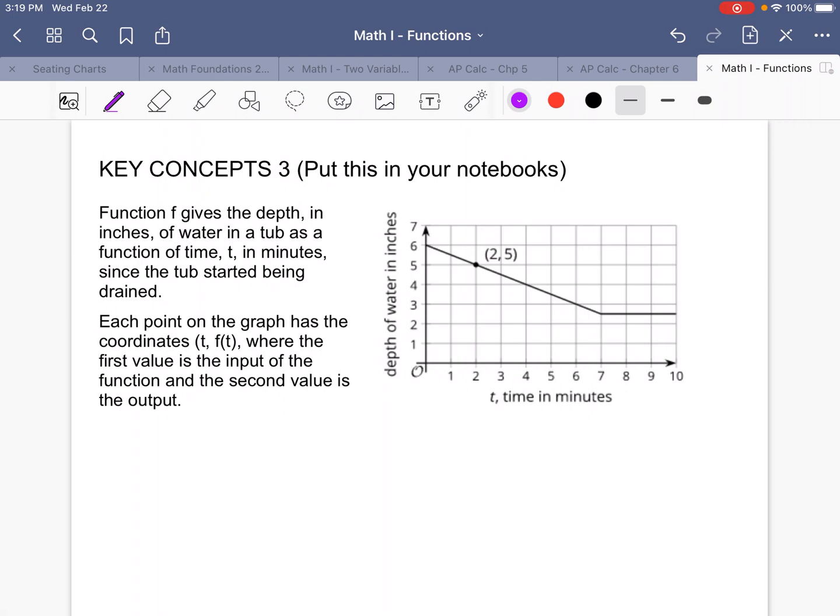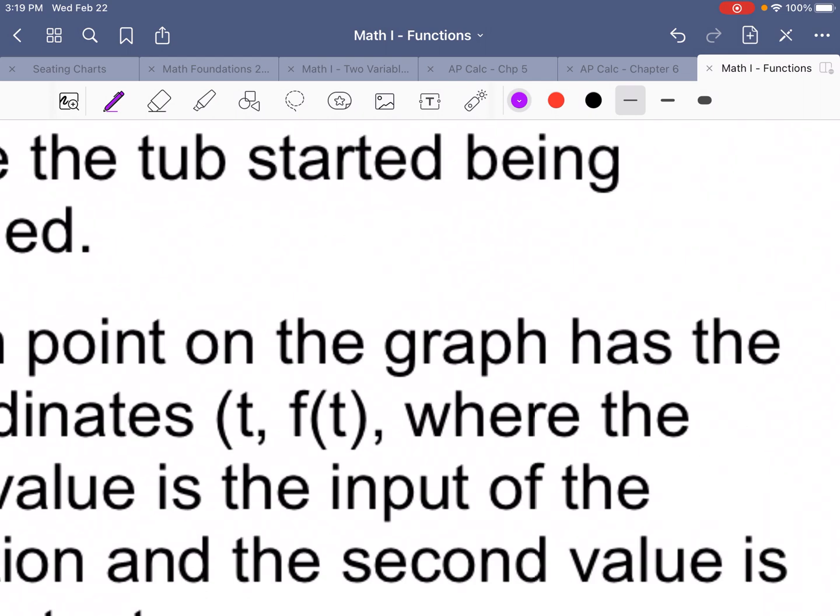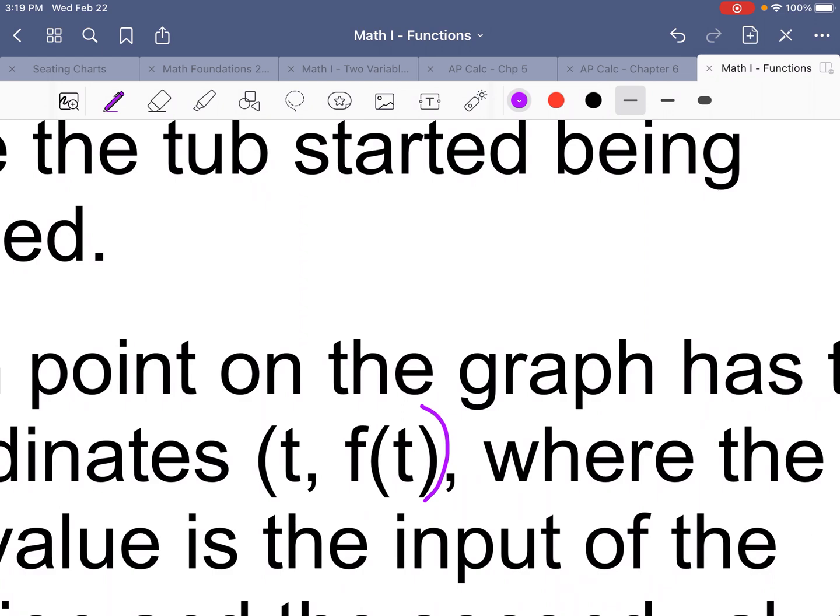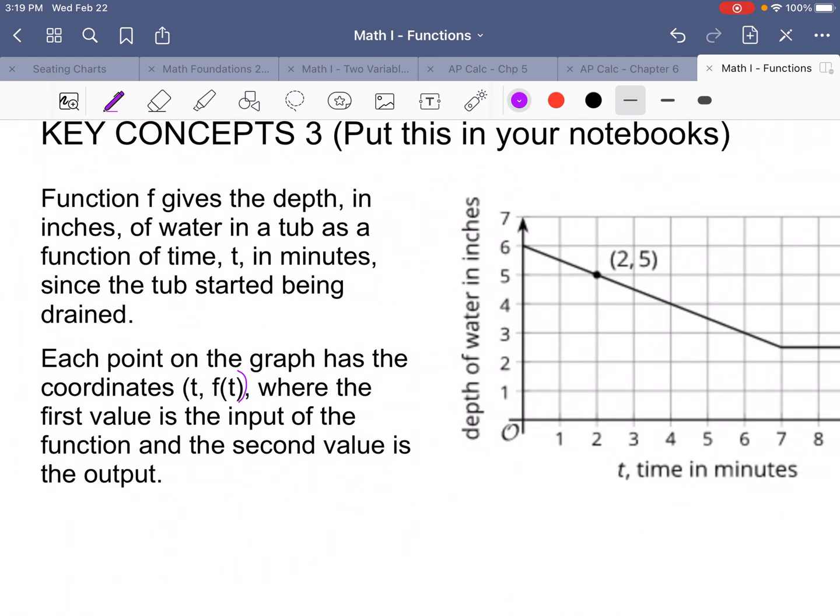things about the situation. So function f gives us the depth of water in inches in a tub as a function of time, t in minutes, since the tub started being drained. Each point on the graph has the coordinates t, comma, f of t, where the first value is the input of the function, the second value is the output.